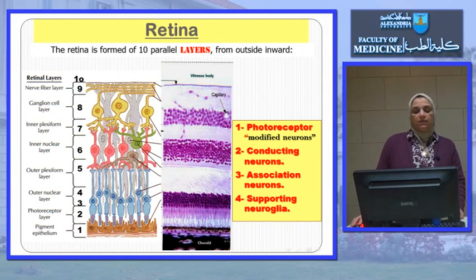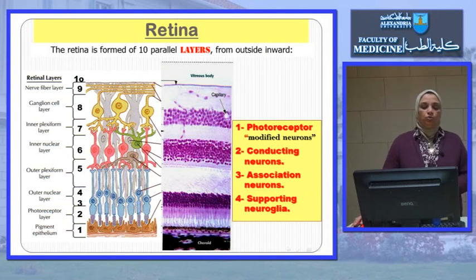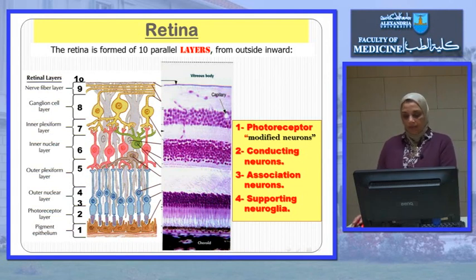Then we have conducting neurons, which conduct the impulse. These are mainly the bipolar and the ganglion cells. We also have association neurons like horizontal and amacrine cells. And another category, which is the neuroglial cells, the supporting cells. This example here is the Muller cell, which spans the whole thickness, or most of the length of the retina, extending from the inner limiting membrane to the outer limiting membrane, and the cell body is present in the inner nuclear layer.